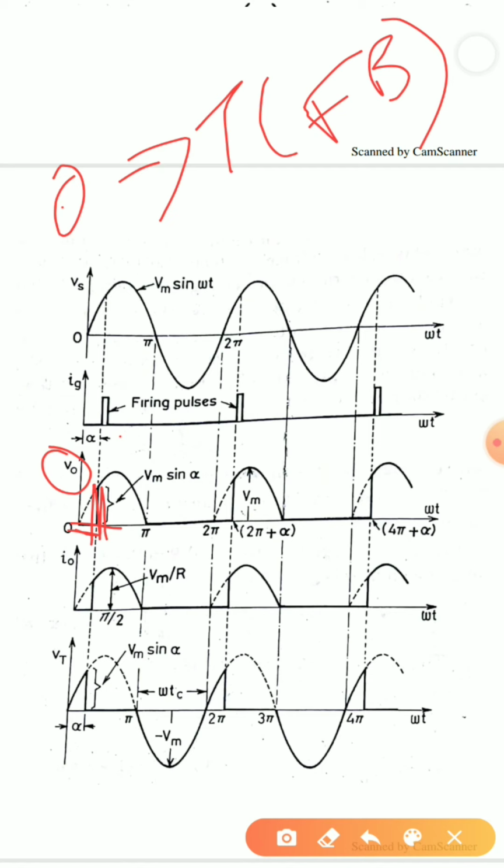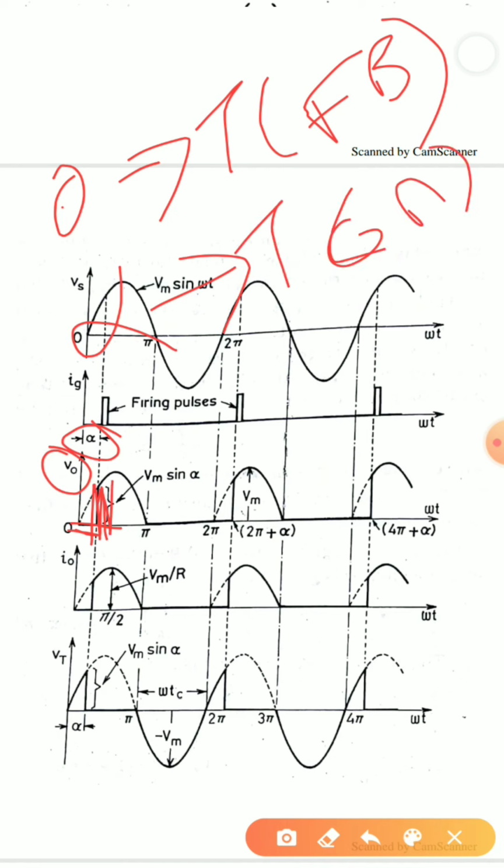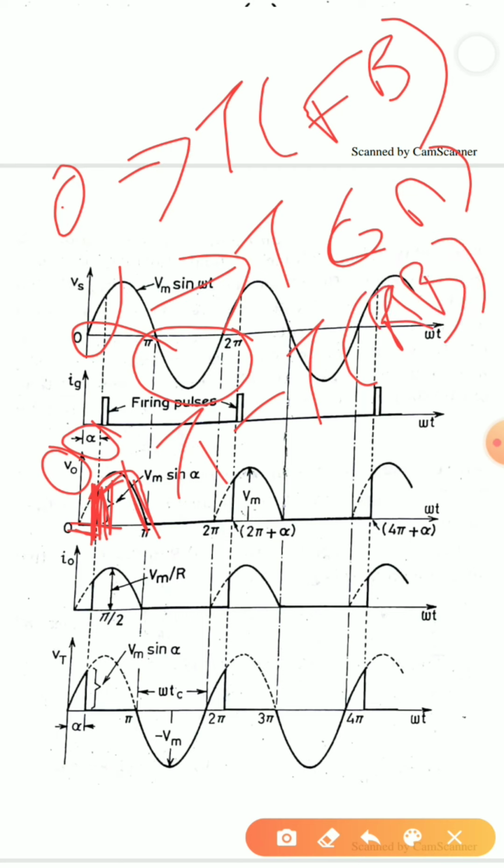Now when I give the firing pulse, it is given at angle alpha. So at alpha my thyristor will turn on, and from alpha I get my output only up to pi. At pi my supply will reverse. When my supply reverses, my thyristor has been reverse biased, which means it will turn off. That is why I am getting 0 output.